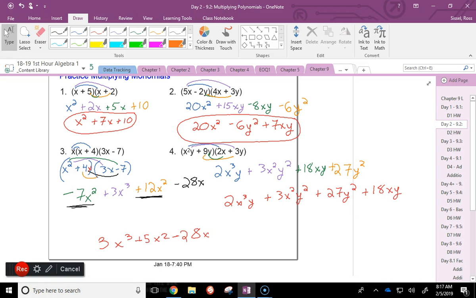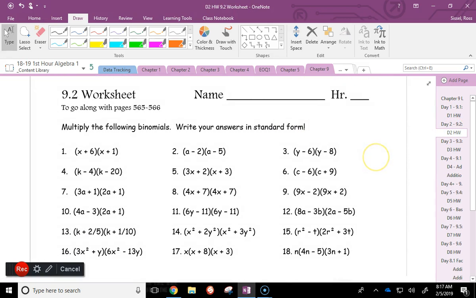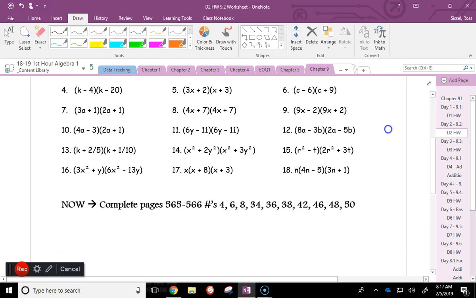Okay, your homework is worksheet 9.2. Multiply the following binomials. Write your answers in standard form.